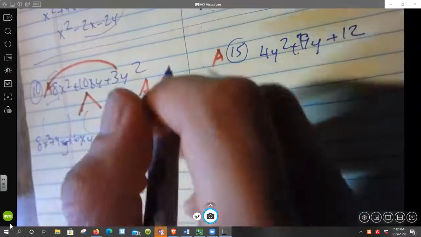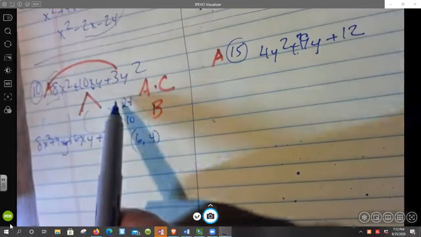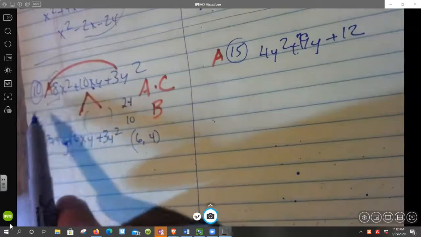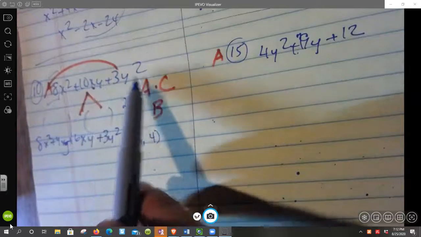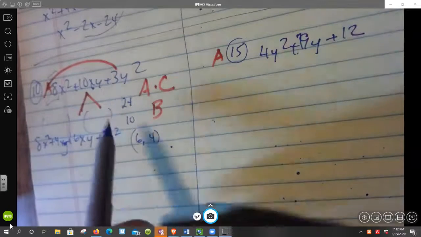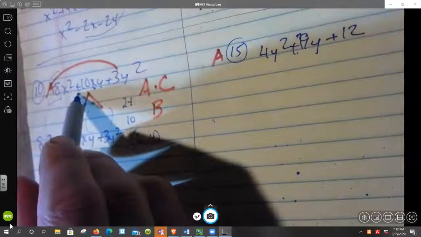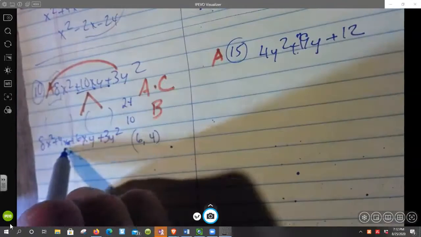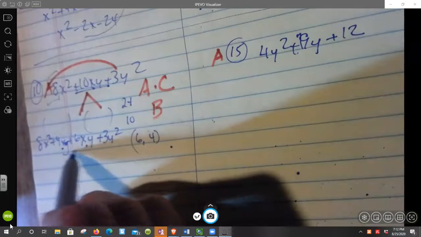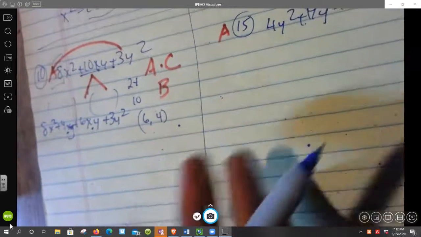So what we did was we found a combination of numbers that adds to 10 and multiplies to 24. You get the 24 from 8 times 3, and they were 6 and 4. And then we rewrote this middle term. Instead of saying plus 10xy, it's plus 4xy plus 6xy. And yes, you can write that in any order. It doesn't matter. I just chose that.